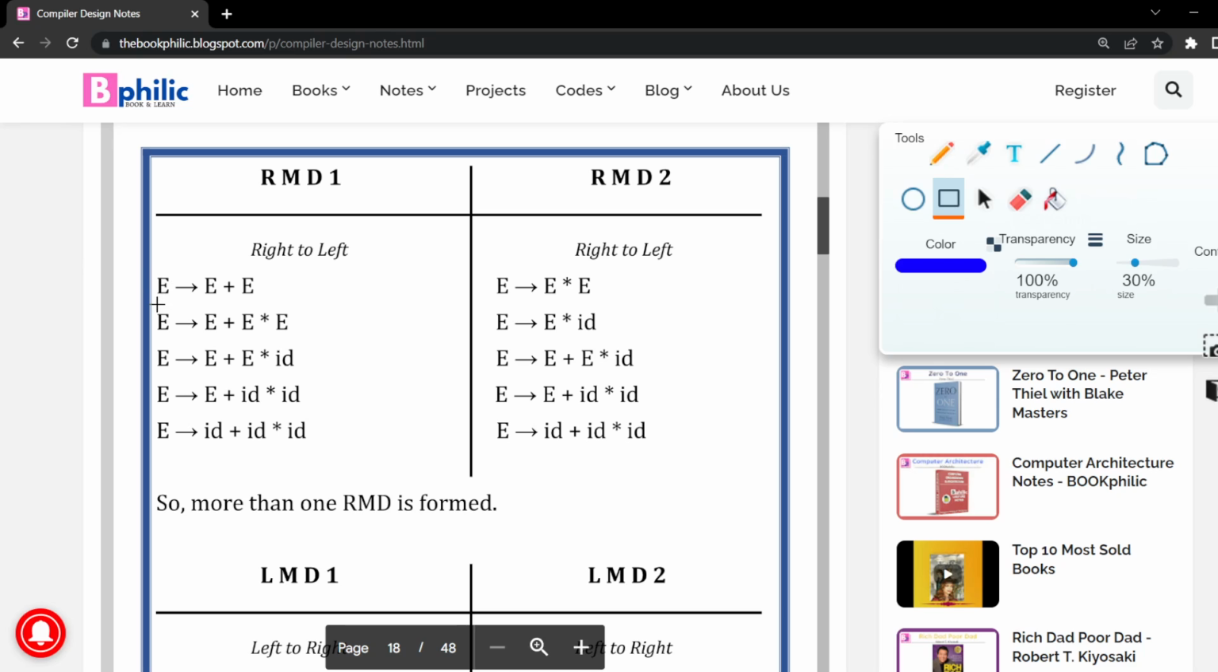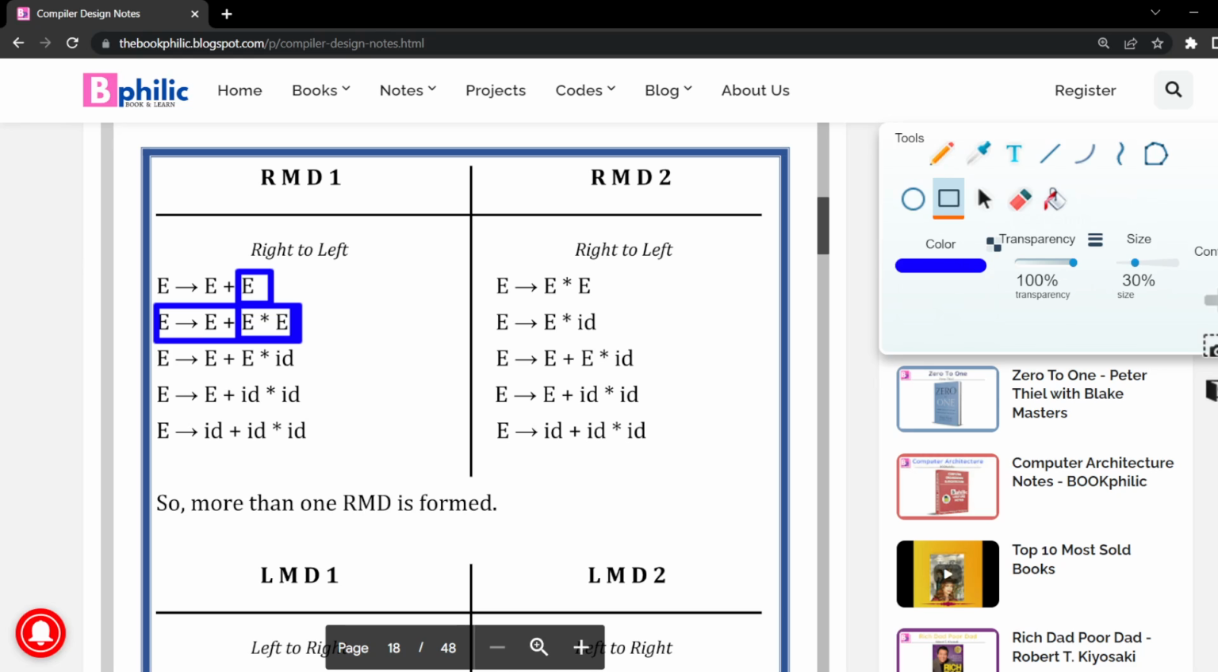So here it is. E derives capital E plus E star E. What we have done is that this capital E, the rightmost capital E, has been derived into E star E. Can we? Yes, we can, because in our example we have taken E derives capital E plus capital E or capital E star capital E or ID.